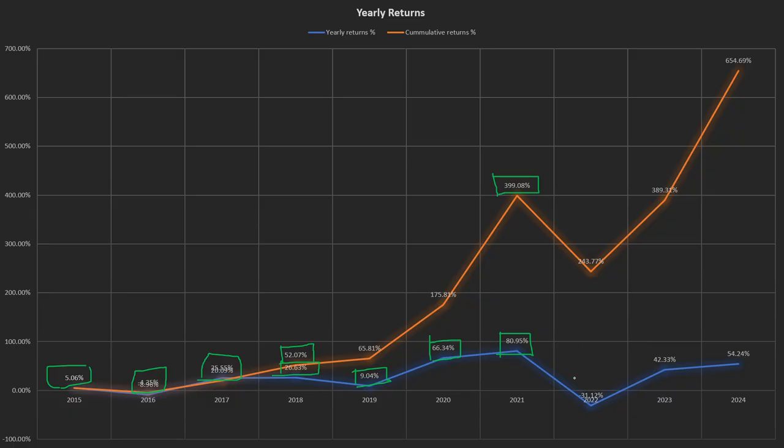But 2022 was not good for the sector, and the sector gave a negative return of 31.12%. 2023 proved to be a good year for this sector, and this sector gave a positive return of 42.33%. And so is the case with 2024. Again, a very good year for this sector, and the sector gave a return of 54.24%. So the cumulative returns after 10 years of this sector was 654.69%.